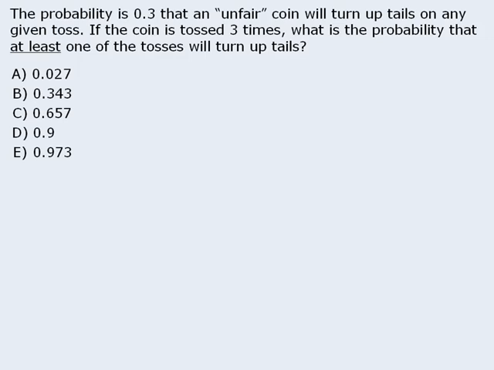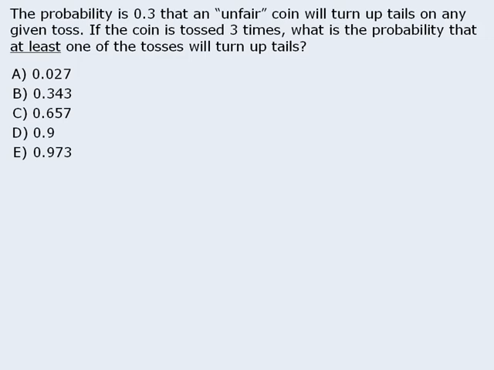Here we have an unfair coin where the probability of getting tails on a toss is 0.3. So if we toss the coin 3 times, what is the probability that at least one of the tosses will turn up tails? Now, if you were unable to solve this question, what would be your guessing strategy? Well, first, you should try to get a feeling for the correct answer.